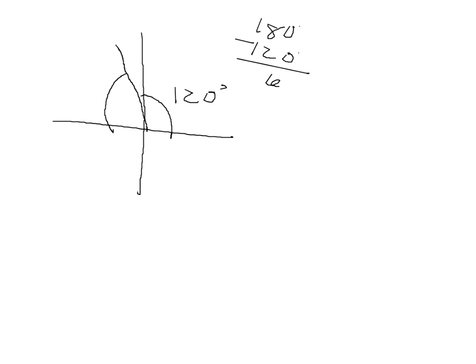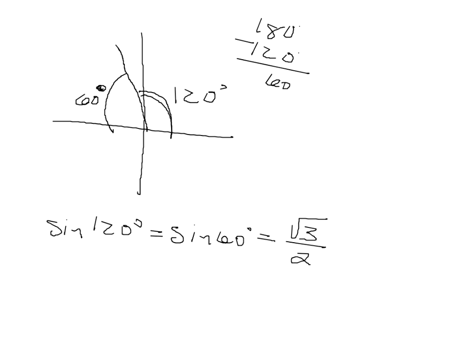Let's do 120 degrees. So I find the quadrant angle, or the first quadrant reference angle. And so I have 180. So I have 120 here and 60 here. So together that makes 180. Okay, so sine of 120 equals sine of 60, which is equal to the square root of 3 over 2.